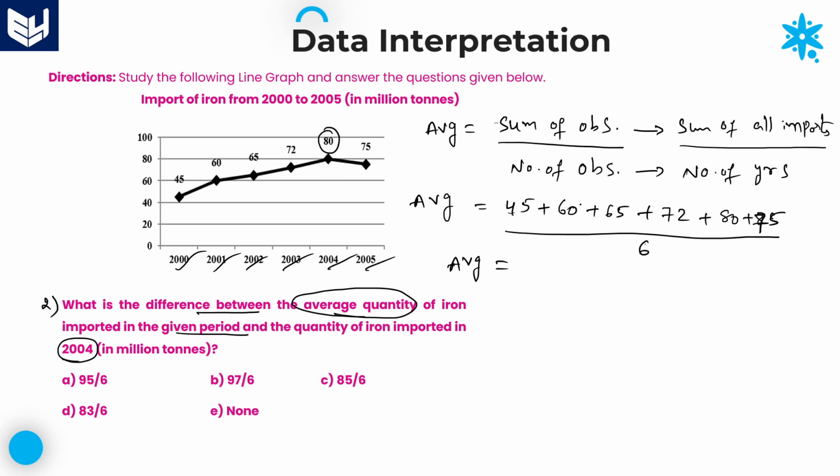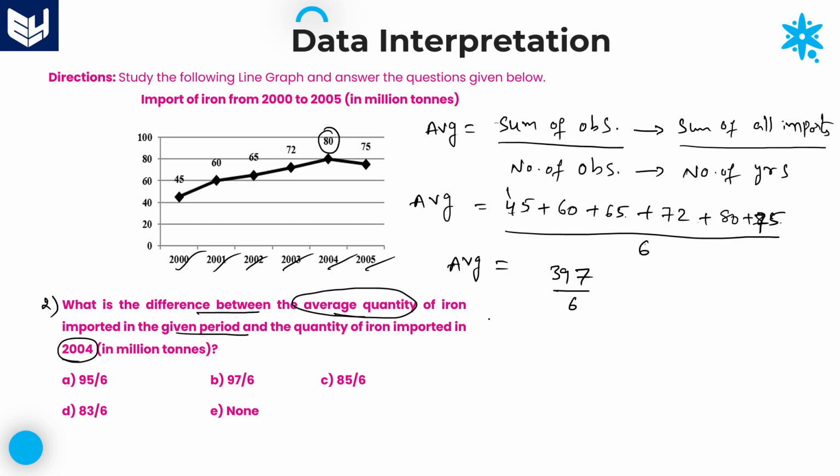See here. Here it is 5 in the units place. 5, 10, 15, 17. 17, 1 is a carry forward. 4 plus 1, 5. 5 plus 6, 11. 17, 24, 32, 32 plus 7, 39. So 397 divided by 6. This is the average, right? This is the average quantity of iron imported in the given period.